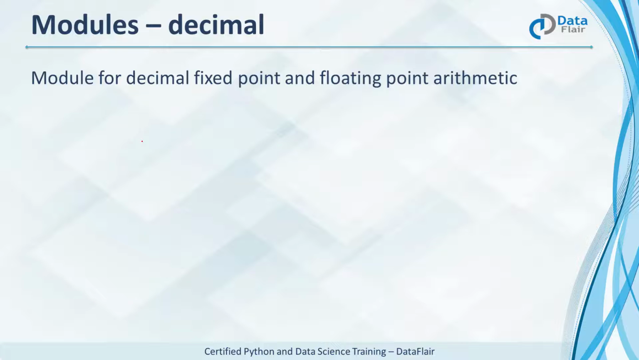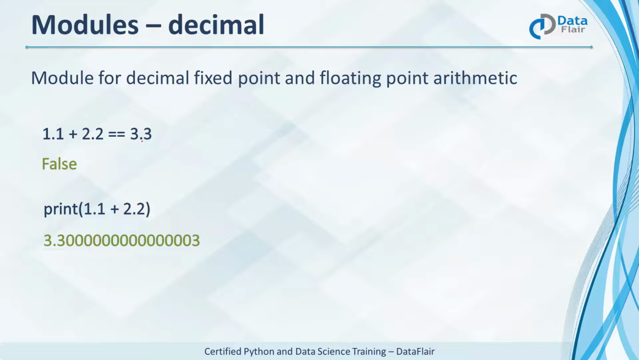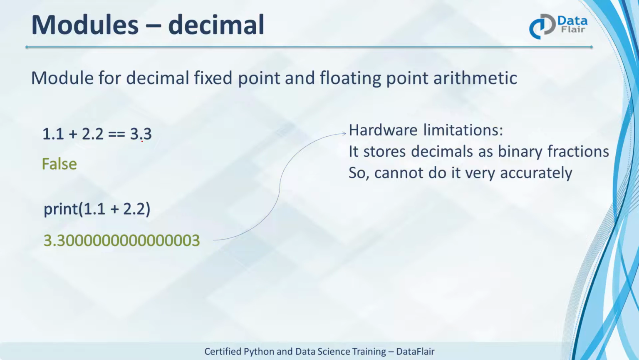Apart from the built-in types, Python also has some modules that help us deal with numbers. The decimal module helps with decimal fixed point and floating point arithmetic. Is 1.1 plus 2.2 equal to 3.3? Actually, not here in the Python interpreter. But why? Shouldn't they be equal? Let's see what 1.1 plus 2.2 gives us. Oh, well, this is due to hardware limitations. Since it stores decimals as binary fractions, it ends up doing it not very accurately. And what's 1 by 3?